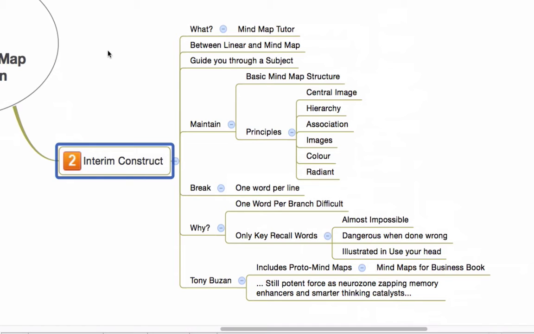I found it interesting that Tony Buzan includes proto mind maps in his Mind Maps for Business book. He says while they differ to pure mind maps, they are still a potent force as neurozone zapping memory enhancers and smarter thinking catalysts. To me, that's quite a mouthful. I would just like to say that I think the mind map tutors that I create are quite useful.